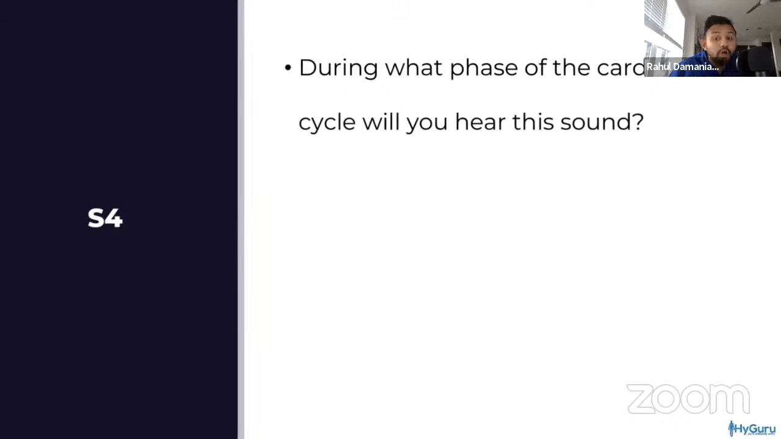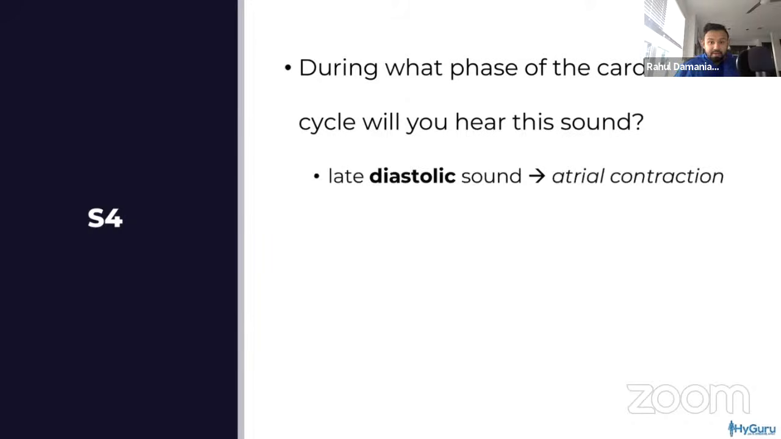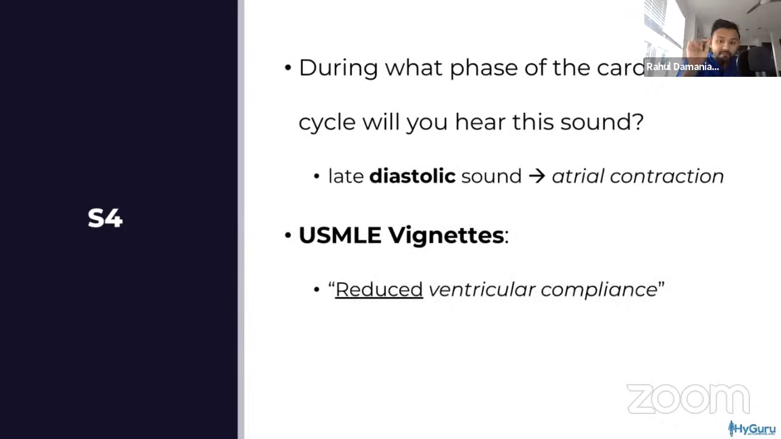Let's correlate that with the S4. The S4 is also going to be heard in diastole, but it's a late diastolic sound. It's actually going to be heard at the part of the cardiac cycle related to atrial contraction, or atrial systole. So USMLE vignettes related to S4 are going to be vignettes which relate to reduced ventricular compliance. The ventricle is not filling, and usually that's because there is hypertrophy of the ventricle. So remember that question we talked about in aortic stenosis in which the patient had concentric hypertrophy? Well, in that scenario, you may hear an S4.